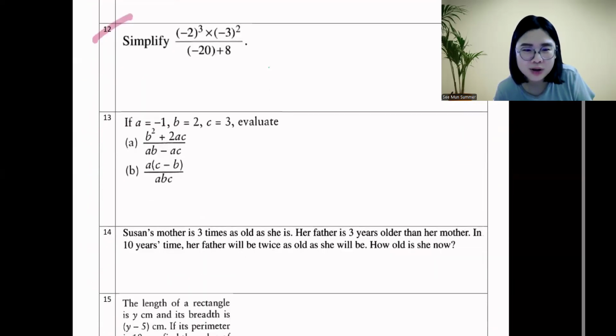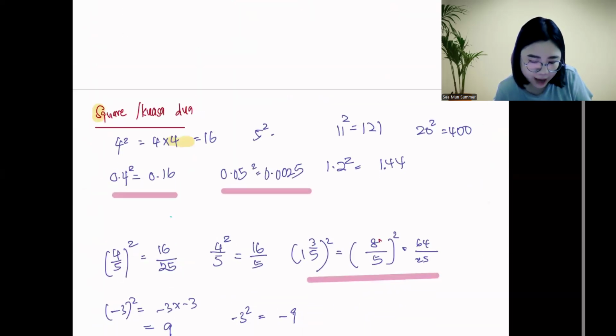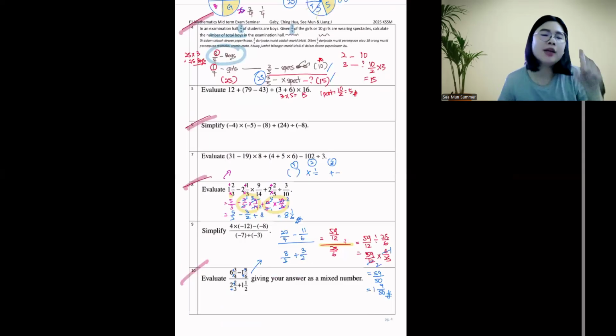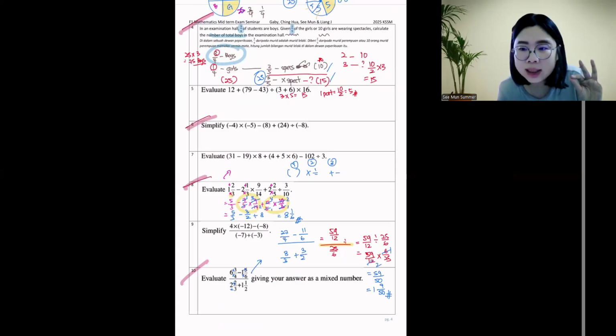So I think for this part I will stop here. I will move forward to other parts, because for the first chapter the most tricky part is the fraction. We need to make the denominator the same.